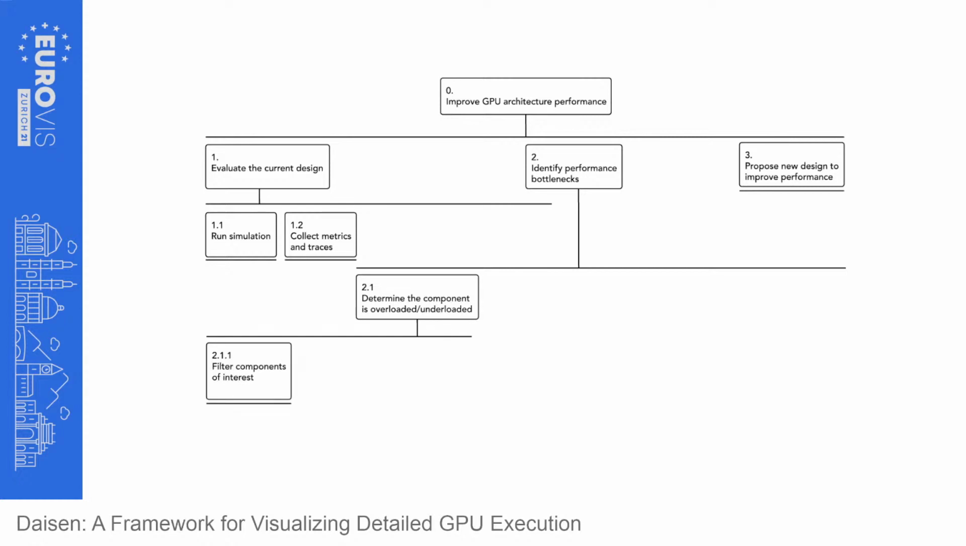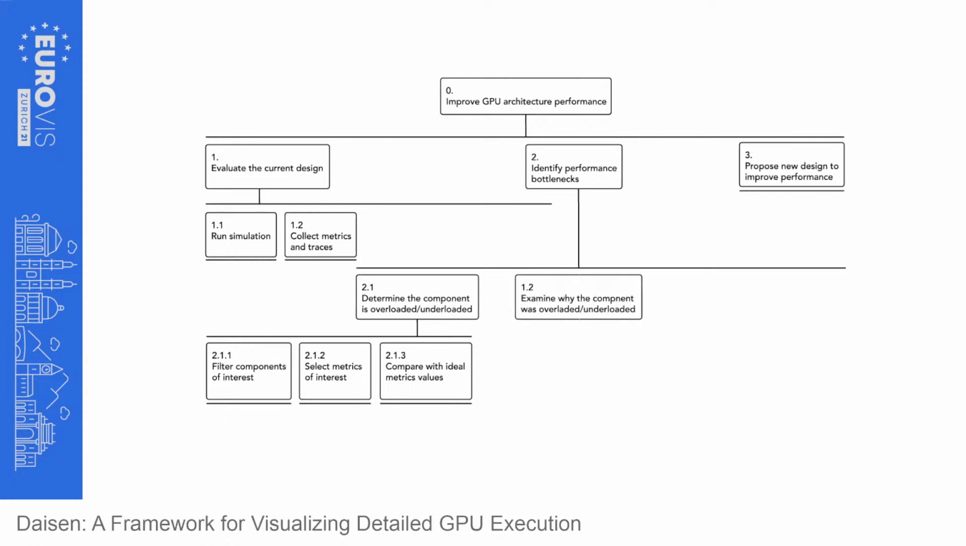For different components, they also need to select different metrics that can best represent the working condition. Finally, they usually have ideal numbers of metrics in their mind. They compare the achieved metrics with the ideal metrics to determine if a component is underloaded or overloaded. The next step, after identifying the overloaded or underloaded component, is to understand why a component is underloaded or overloaded.